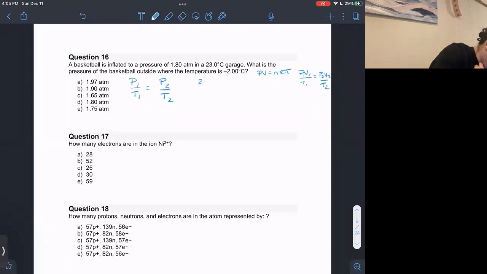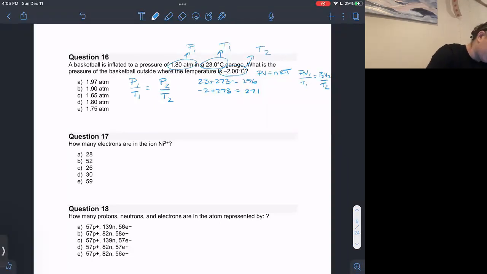So I'll say 23 plus 273 will be equal to 296. And then -2 plus 273, I get 271. Okay. So it's inflated at a pressure of 1.8 ATM. So this will be P1 and 23 is temperature 1. And then this -2 is temperature 2.